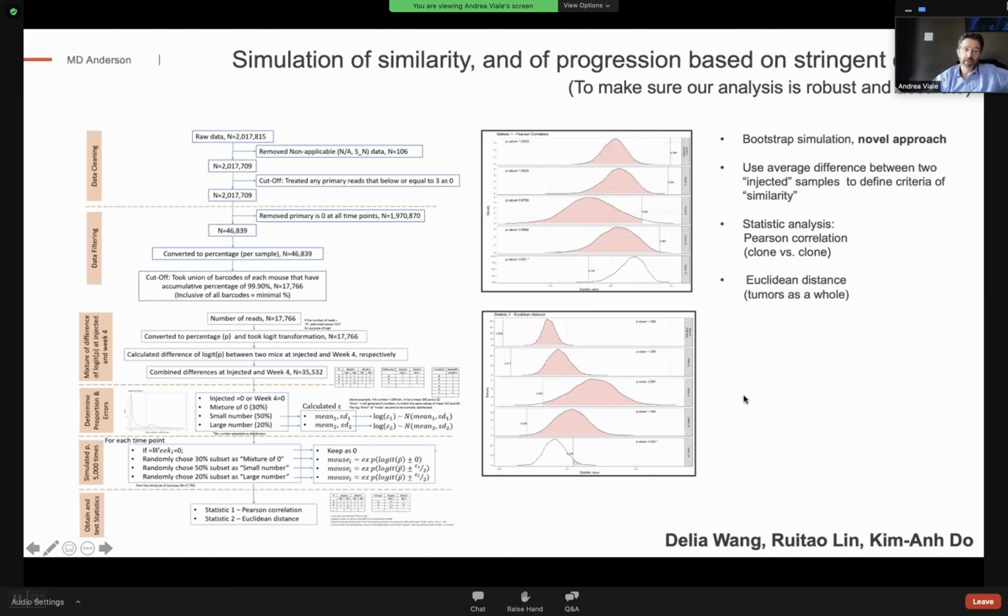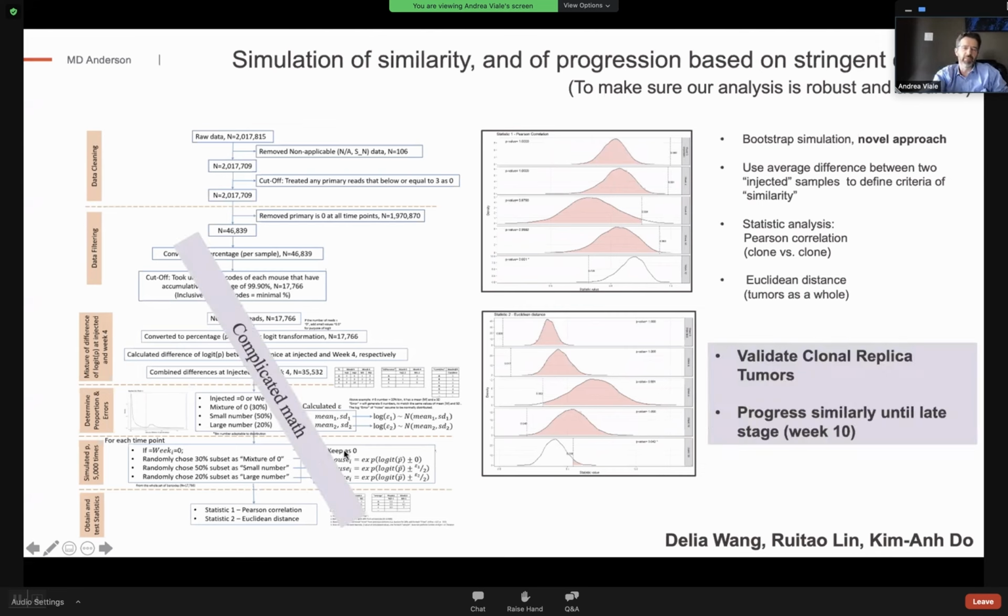And so we spent a lot of time working with Delia specifically, and with our colleagues in the Kim Do department, to run a simulation of similarity and progression based on very stringent criteria, doing a lot of complicated mathematics that I barely understand. But in the end, we were able to validate with a very robust statistical approach and modeling the CRT, okay, and demonstrated that they progressed similarly until late time points.